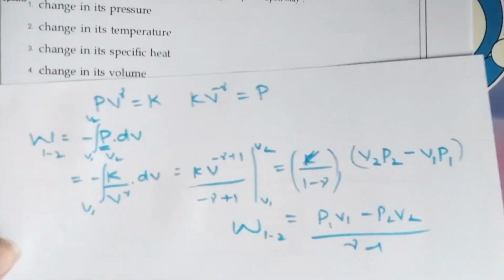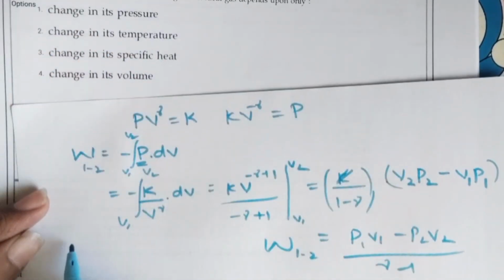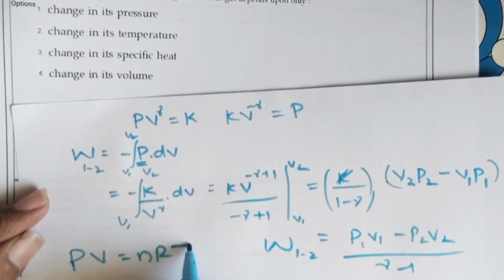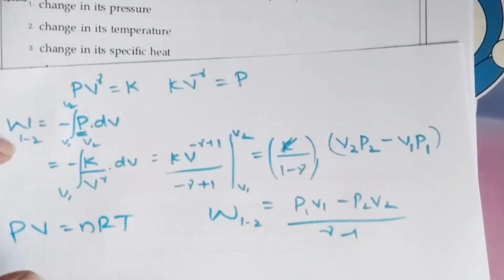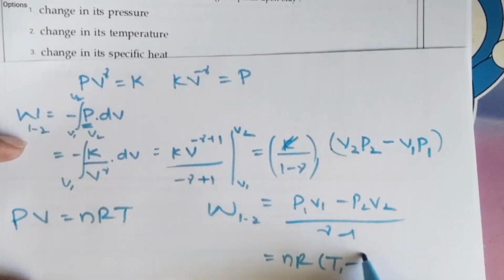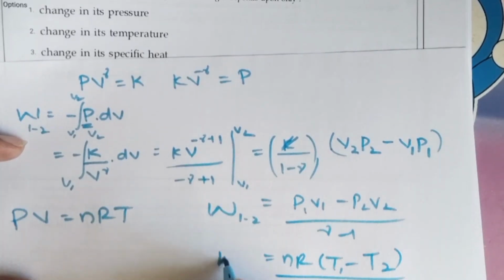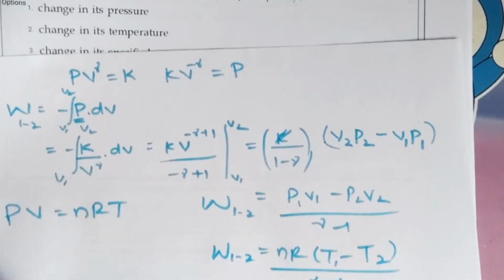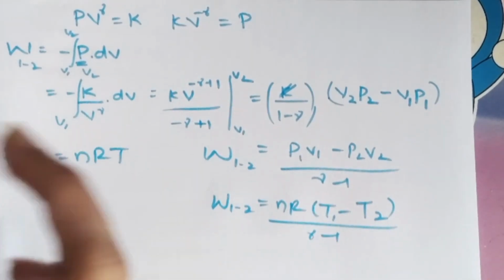right? So it is an ideal gas, so it is obviously obeying the ideal gas equation, which is PV equal to nRT. So instead of writing P1 V1, I am writing nR T1 and for P2 V2, I am writing nR T2, by gamma minus 1. So according to this, let us answer this question.